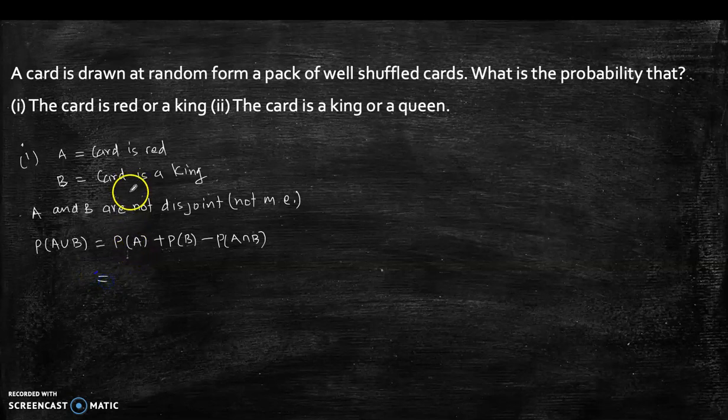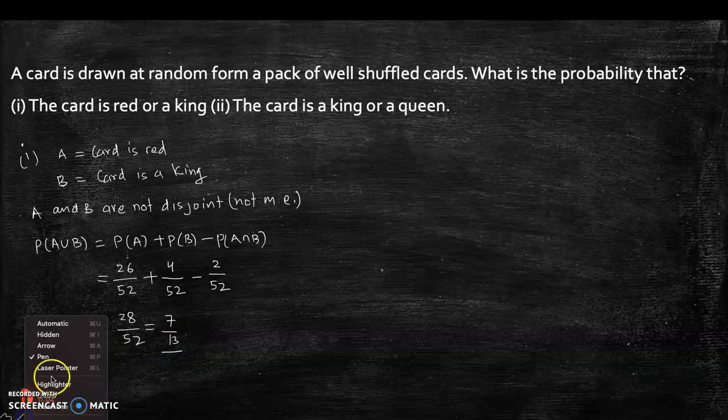So A is about a red card. There are 26 red cards and a total of 52 cards. Plus B is a king, so there are 4 kings and in total 52 cards. And there are 2 red kings only. So that's how the probability is going to be. If you calculate it, this is going to be 28 by 52, and it's going to be 7 by 13.